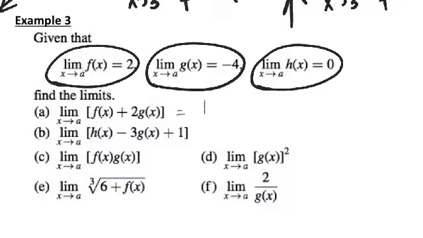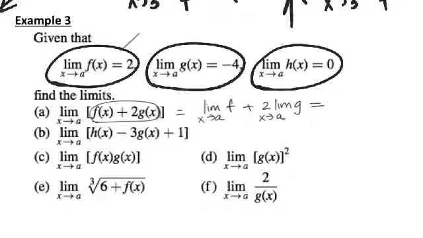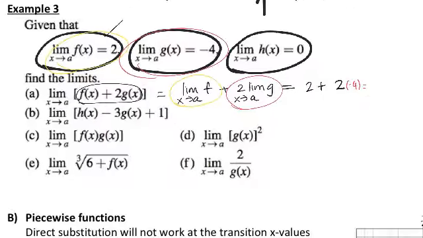If you want to practice good math notation, then you can certainly do that, though I won't oblige you to. But if you're looking at the limit of f plus 2g, what we're really saying is this is equal to the limit of f as x approaches a plus 2 times the limit of g as x approaches a. We know that the limit of f as x approaches a is given to us as 2. And the limit of g as x approaches a has been given to us as negative 4. So 2 plus negative 8 makes negative 6.